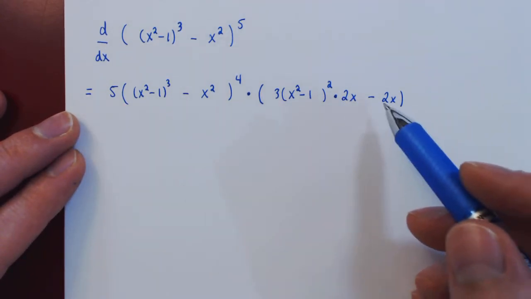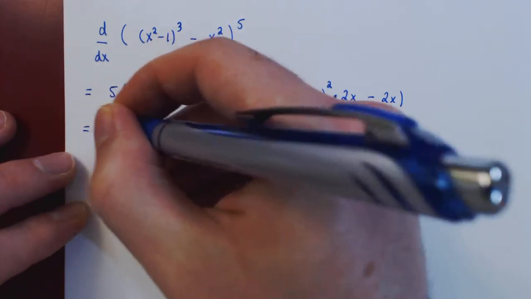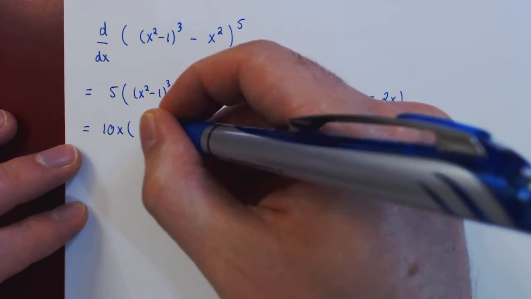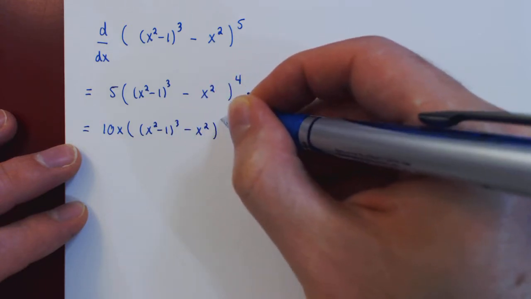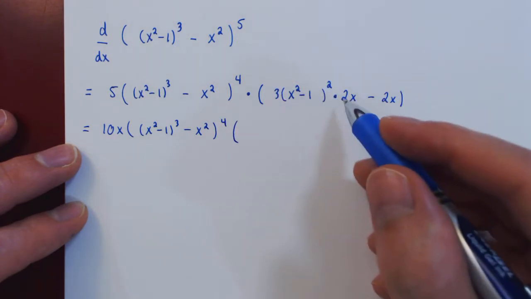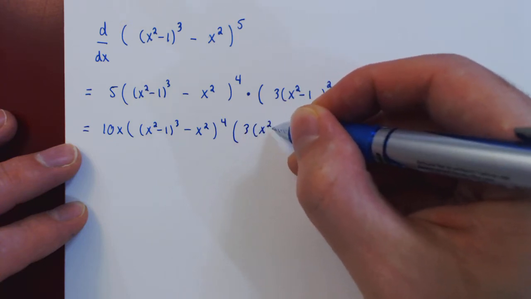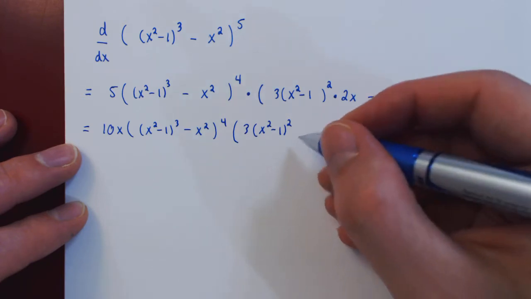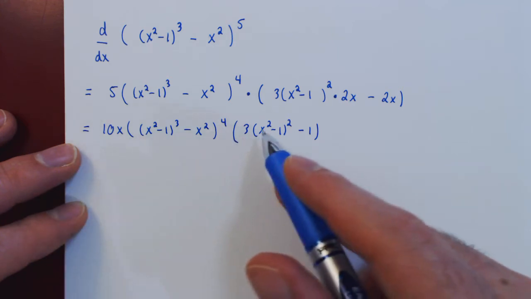If we factor the common multiple of 2x, combine the 2 with the 5, which will give us 10x, times, of course, what's left over. So here, taking away the 2x, we're left with 3 times x squared minus 1 squared. And then here, taking away 2x, minus 1. And we'll leave our final answer just like this.